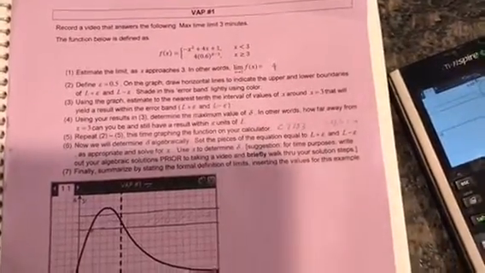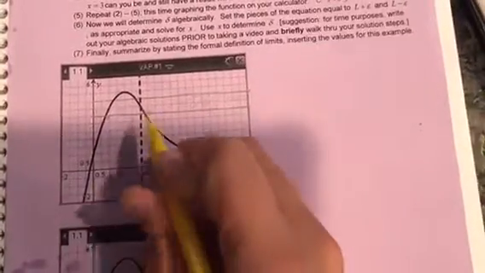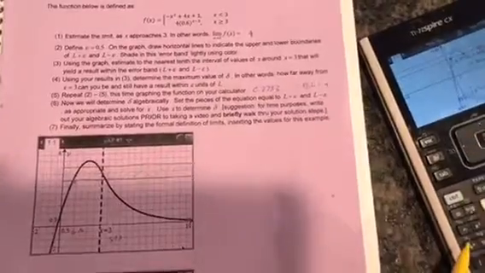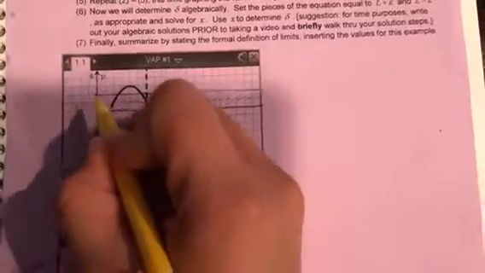So it first says to estimate the limit of this function as x approaches 3. So as x approaches 3, the limit is 4. I already calculated that. Then it says define epsilon equals 0.5. So since our limit's 4, you do 0.5 above and 0.5 below, and then those are your bands, error bands, or whatever you want to call them, and then that's the region that they're at.